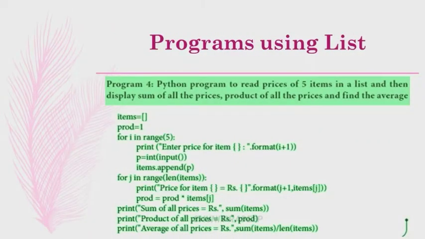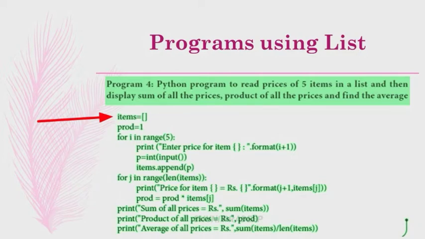Program to read prices of 5 items in a list and then display the sum of all the prices, product of all the prices, and find the average. Here you have to find out the price of 5 items in a list and display the prices, display the sum of all the prices, product of all the prices, and average of all the prices. Okay. See the program. Items is equal to empty list. You have to add items one by one in this list.